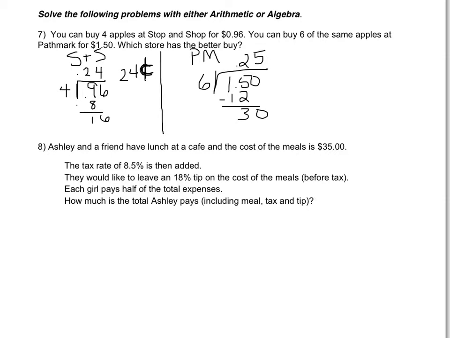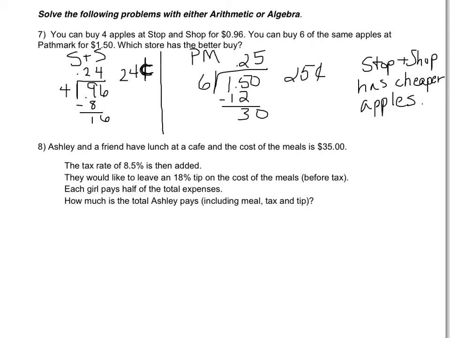Pathmark sells apples for 25 cents a piece. So which store are the apples cheaper? We see that at Stop and Shop we got 24 cents, 25 cents. The cheaper price is 24 cents. Stop and Shop. Our answer would be Stop and Shop has cheaper apples.